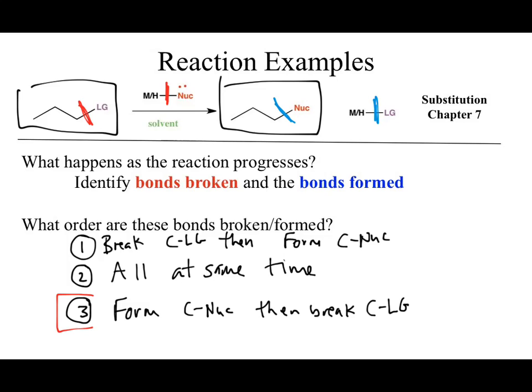Is it physically possible to form that carbon nuc bond and then break the leaving group bond? Why does that not physically work? You have to be simultaneous. There's only one pair of electrons. If we formed our carbon nuc bond first, that's what we'd get. What's wrong with that drawing? 5 bonds. What does that mean?